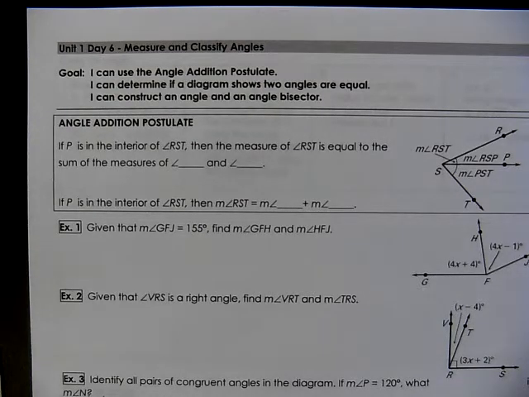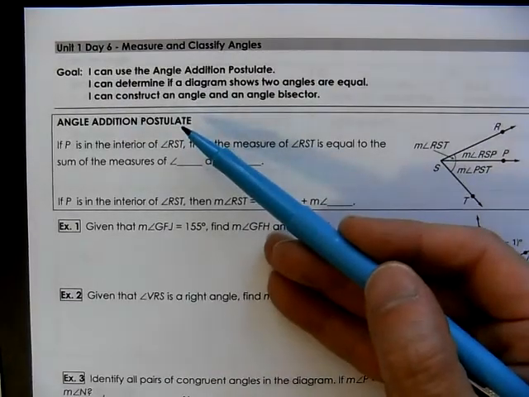So in our previous lesson, we took a look at acute angles, right angles, obtuse angles, and straight angles. We're not really classifying them here, but you'll see those shapes represented within the diagrams. Yesterday we looked at naming angles, and now we're looking at how we can use these diagrams to build equations. Our first big idea today is this angle addition postulate.